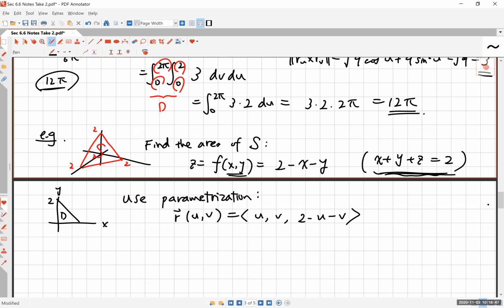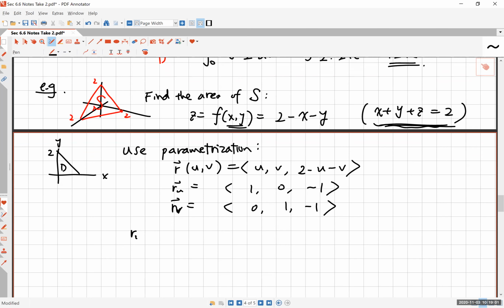Get that? Then Ru is what? 1, 0, negative 1. Rv is 0, 1, negative 1. And so Ru cross Rv is equal to, what is that? It's 0 minus negative 1, it's 1. And then you have 0 minus negative 1, that's 1. And then you have 1.